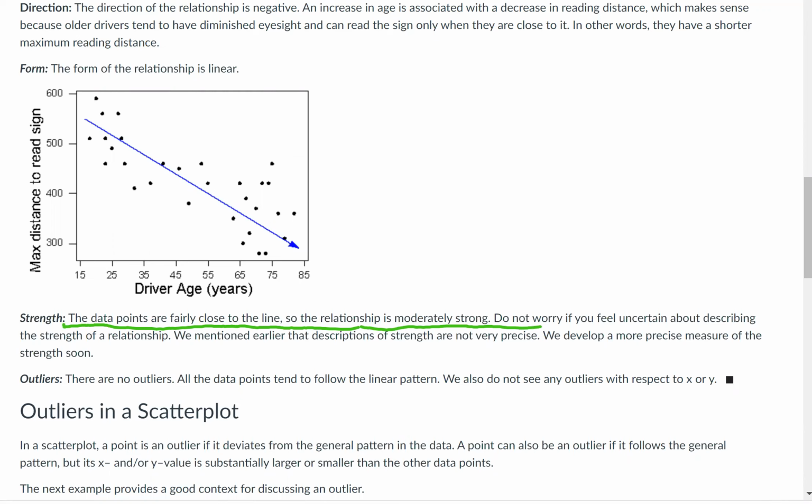So it's moderately strong. Don't worry if you feel uncertain about describing the strength of the relationship. Like we mentioned earlier, describing the strength is not very precise. We'll develop a more precise measure of the strength soon.